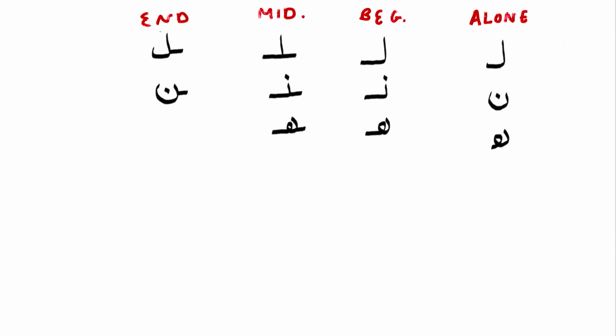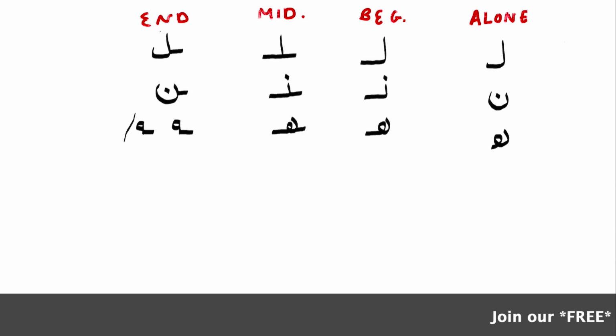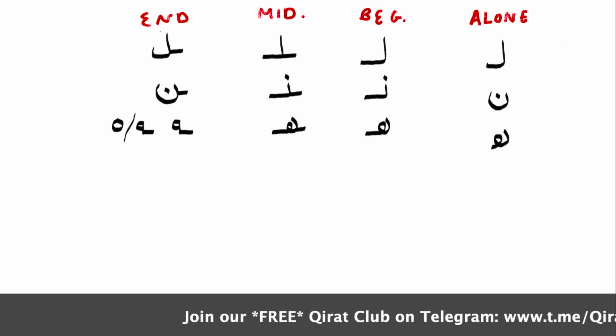But the end shape of ha, so when ha is at the end of a word, it takes a different shape. It takes the connecting line as usual to connect to whatever's before it. Then it goes like this. So just remember that at the end, ha takes this form. I'll draw it again to give an example. It's just a straight line to connect to whatever's before it, sticks up, and then just has a little arch, a little curve. Sometimes the ha can also look like this, just a simple circle, but we will cover that in future videos, inshallah.